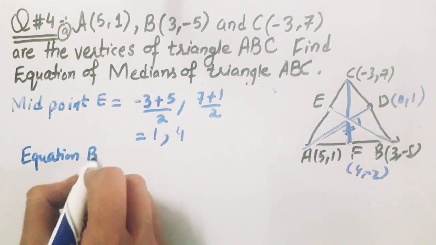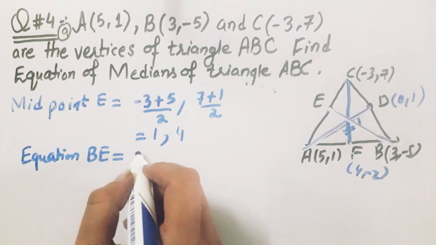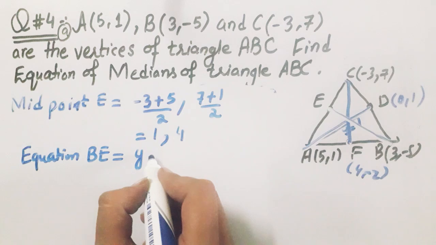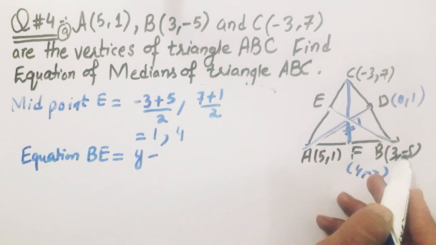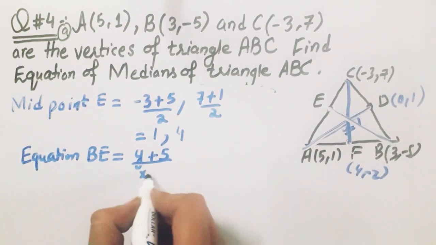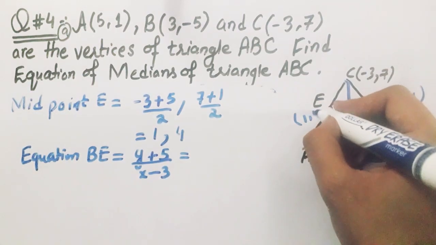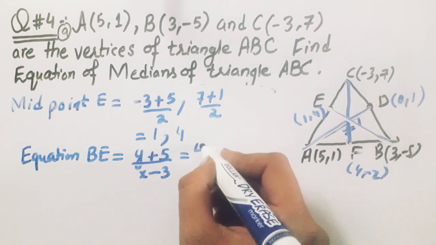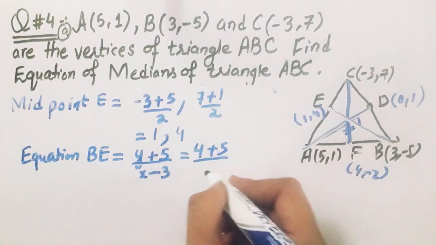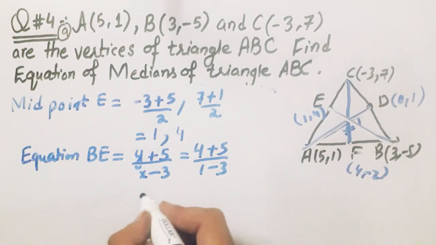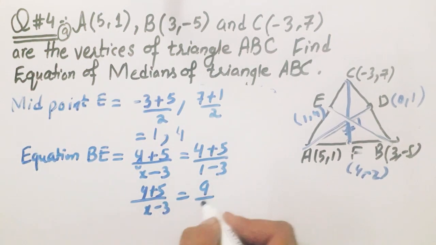So the equation BE will be y minus y1, so we will get y minus (-5), minus minus becomes plus, y plus 5, over x minus 3, which is equal to, the E point is (1, 4), so 4 plus 5 over 1 minus 3. So (y + 5)/(x - 3) = 9/(-2).